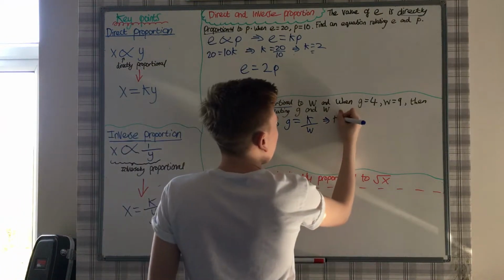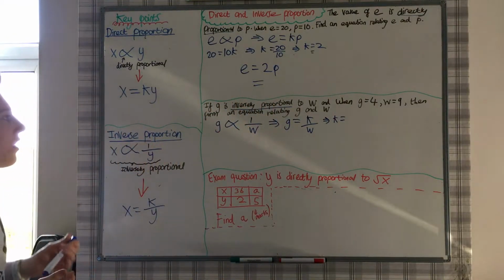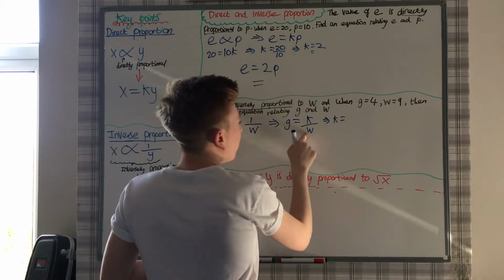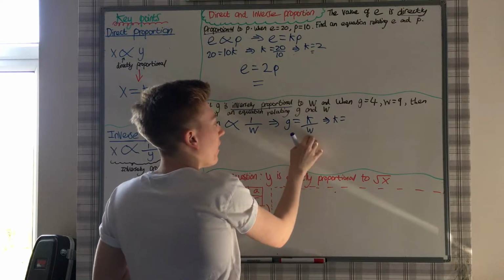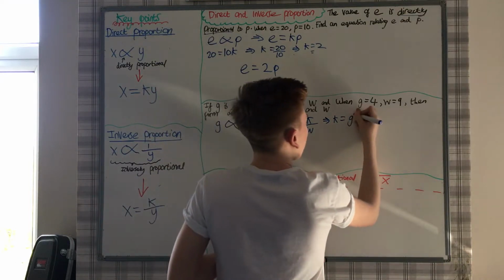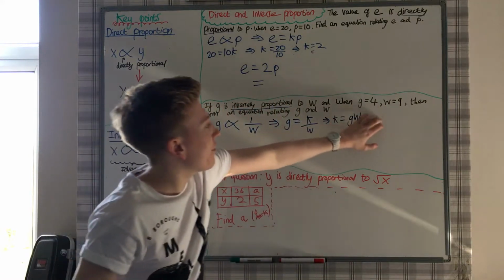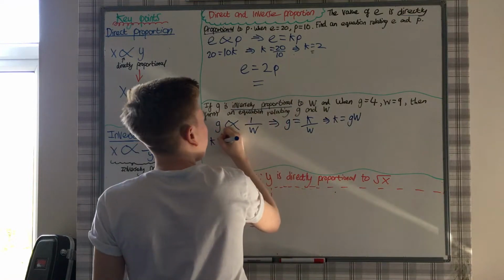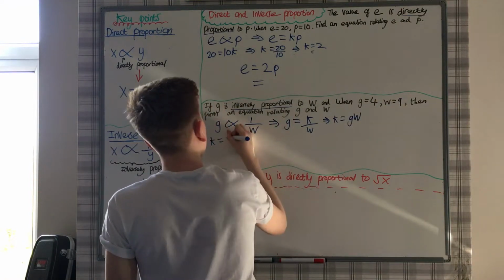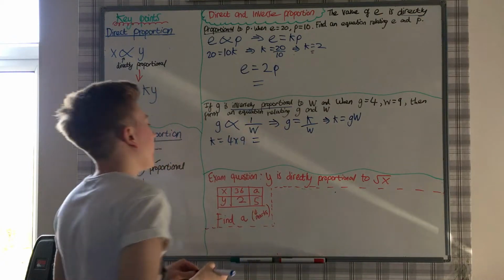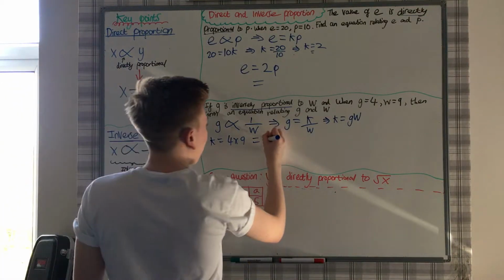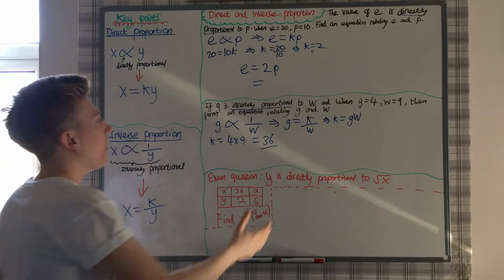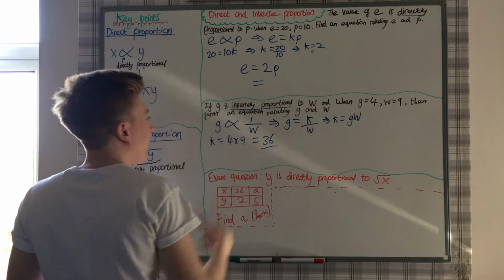So K, making that the value we're trying to find, the subject of the equation, it's just G times W. We multiply both sides of the equation by the fraction W. Okay? And we're told that when G is 4, W is 9. So let's put these values in. K is therefore equal to 4 times 9. Now 4 times 9 is 36. So K is 36. And now we simply go back to this and put in the value of 36.